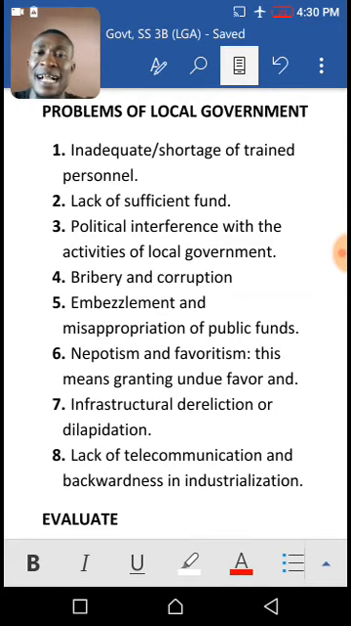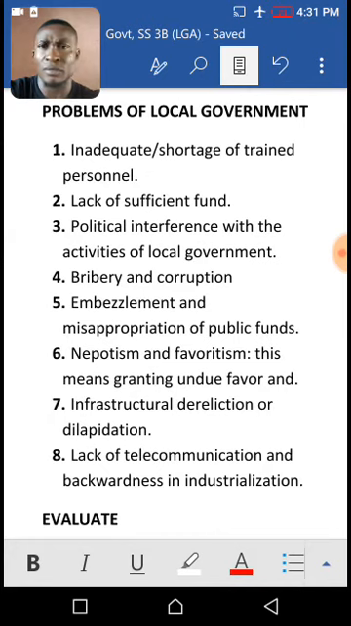Number three is political interference with the activities of local governments. It is very clear that high-placed government functionaries from the federal and state levels of government do impose or interfere in the activities of the local government, and as such it is not healthy for our democracy. It is a problem to local government administration. The local people should be allowed to be actively involved in the activities. There should be no interference, and when there is interference it becomes a problem and it affects the day-to-day running of the local government, and it leads to political apathy.